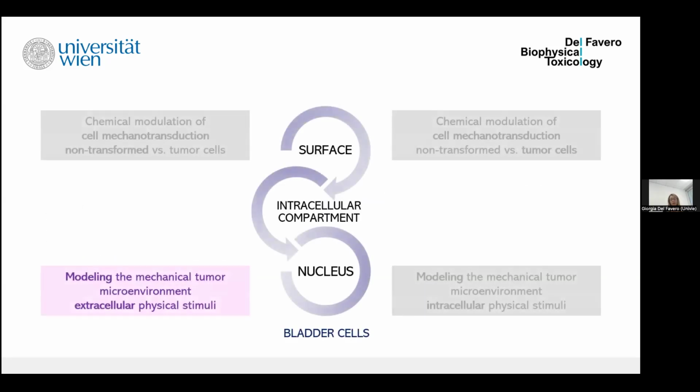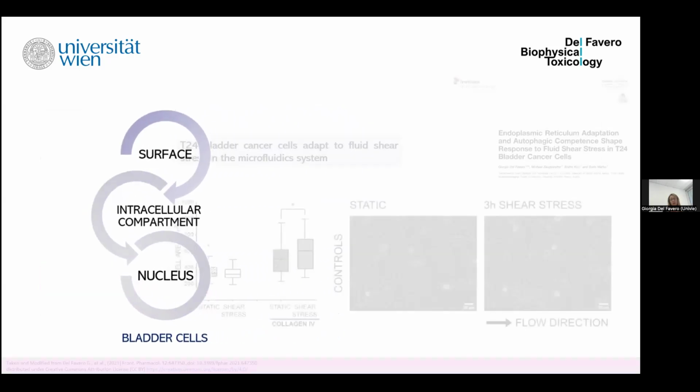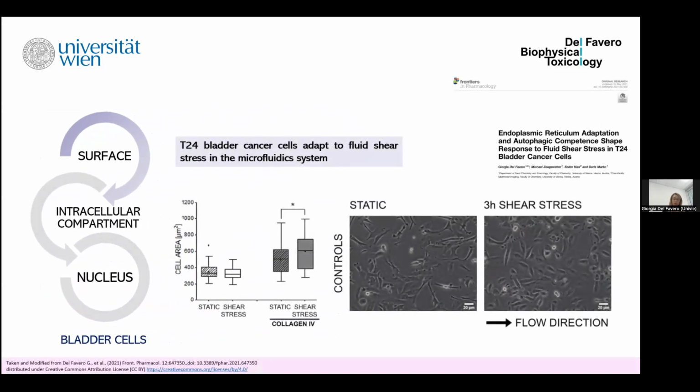So now I would like to talk about the work we did on the bladder cells, especially trying to understand how they react to mechanical stimuli. For this reason, this is one of the first experiments that we did. As you can see here, when bladder cells are cultivated with the flow, if they have the right extracellular matrix, like for instance collagen, they are beautifully adjusting the cell shape. So they're becoming bigger and naturally stretching, even without any other chemical being present, any other treatment.